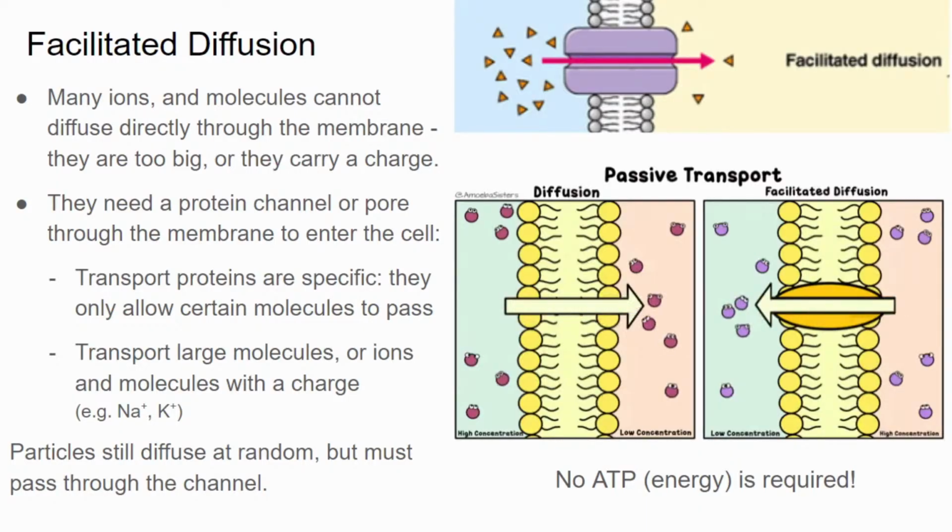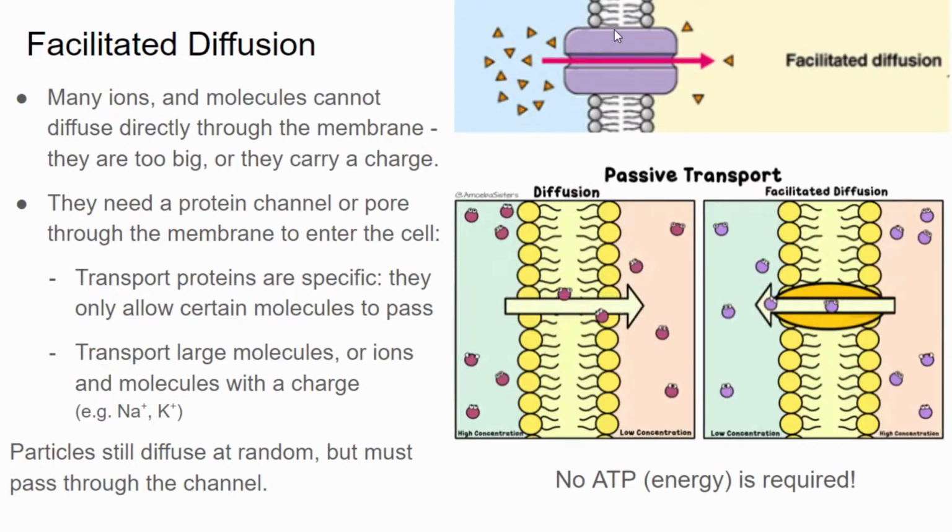They transport large molecules or charged molecules, ions, and other things with a charge. So, for instance, sodium ions and potassium ions. The particles still move at random, okay, and from an area of high concentration to an area of low concentration. But instead of going directly through the membrane, they need to find a channel. They need to find a door to go through.